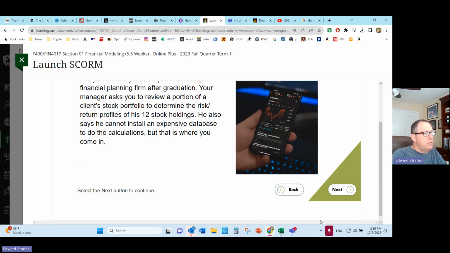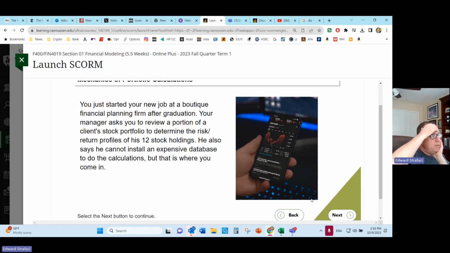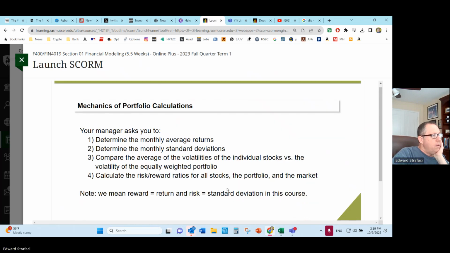Now the portfolio calculations really tell us how to look at 12 stock holdings, and your manager should review a client's portfolio to determine the risk-reward profiles. He also says he cannot install an expensive database to do calculations. Here's where you come in. Whoa, a lot of work. Determine the monthly average returns, determine the monthly standard deviations, which is not just the returns, but the volatility. Compare the average of the volatilities versus the volatility of an equally weighted portfolio. Calculate the risk-reward ratio.